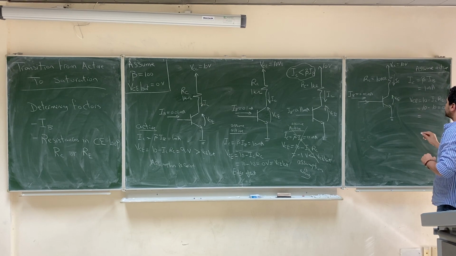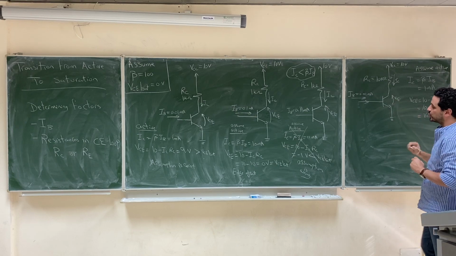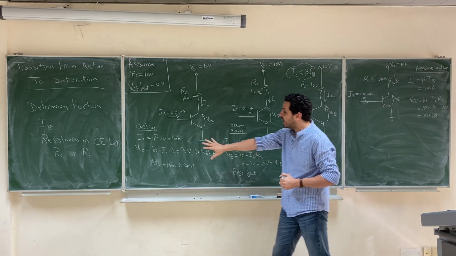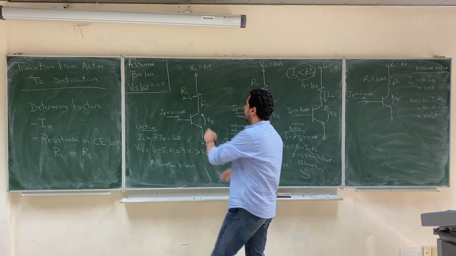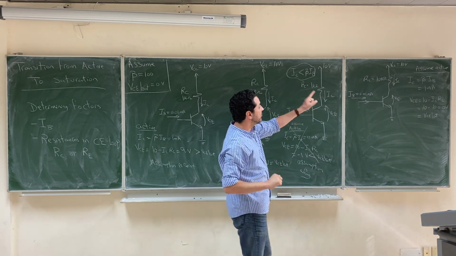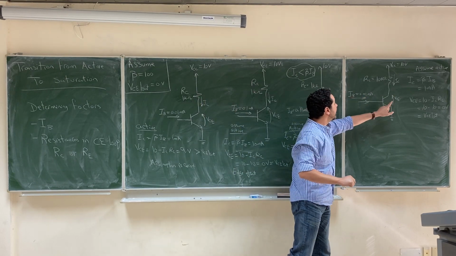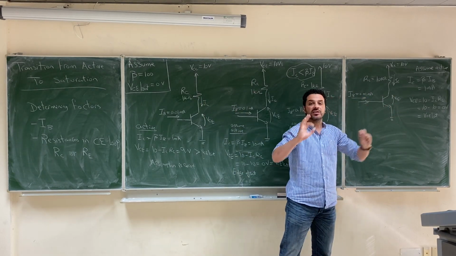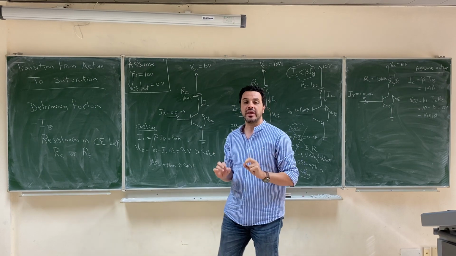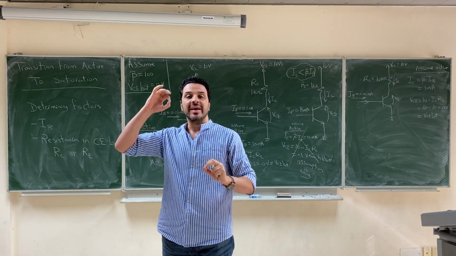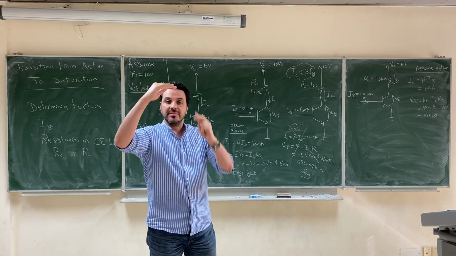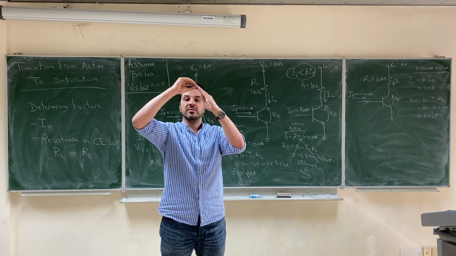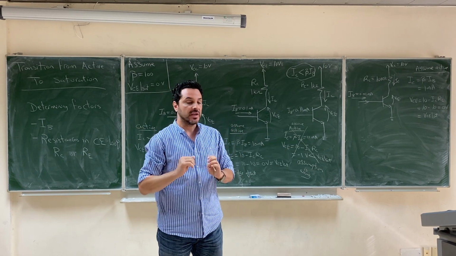So here VCE reached VCE saturation. So we say that the transistor moved from being active to the edge of saturation. It was active here. When you increase the value of RC from 1 kilo ohm to 10 kilo ohm, VCE became equal to VCE saturation, which means that the transistor is now exactly at the edge of saturation, at the point between active and saturation, the point that we call edge of saturation.